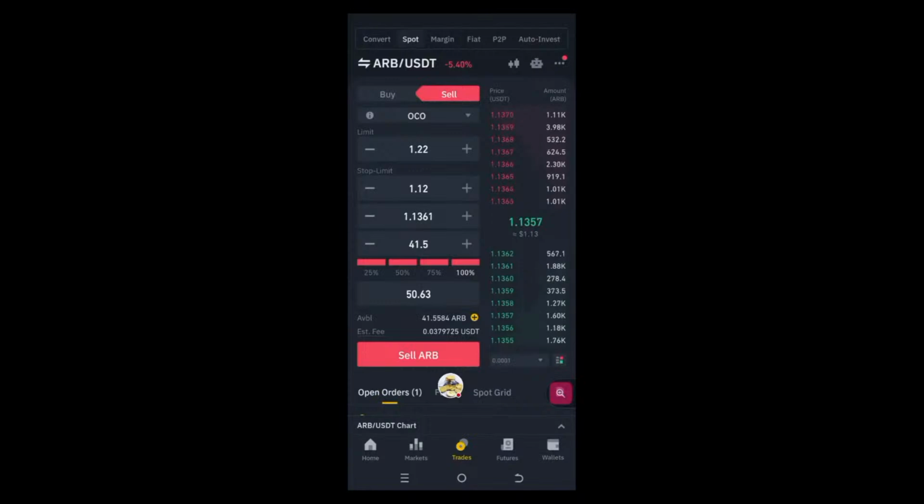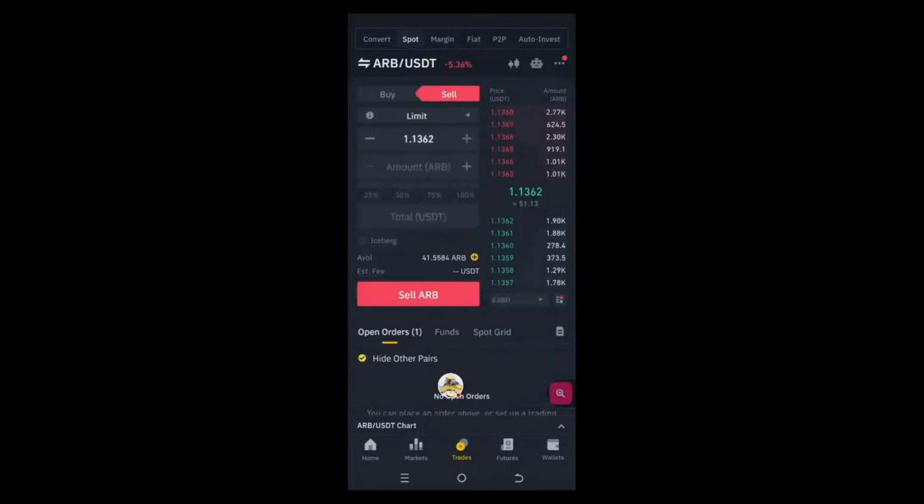Now that's just the difference, right? Let me go to limit, because this is my absolute best, right? So for limit, I'm going to set the price I want.